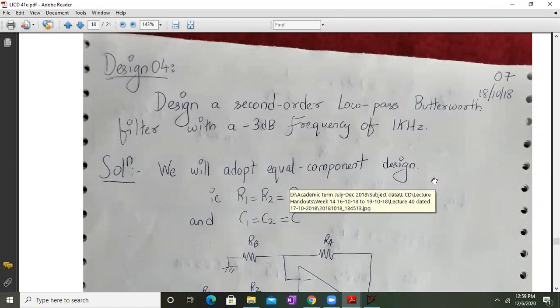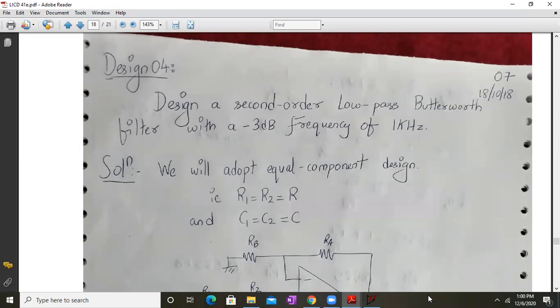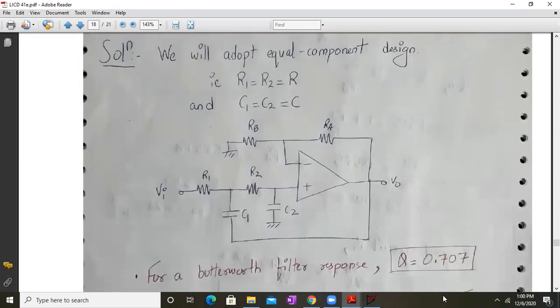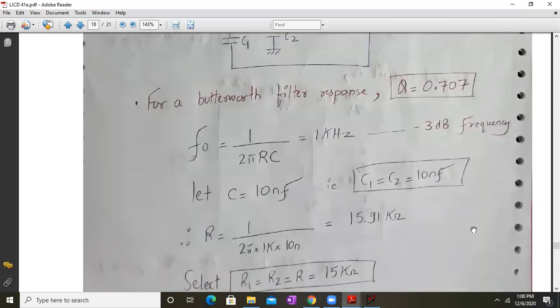So let's start. We'll adopt the equal component design approach, wherein we have R1 equal to R2 equal to R, C1 equal to C2 equal to C, and this is my circuit: RA, RB, R1, R2, and C1, C2. The only thing is, for a Butterworth filter response, the quality factor Q is 0.707. That's the only thing.